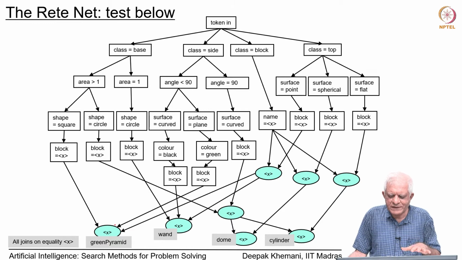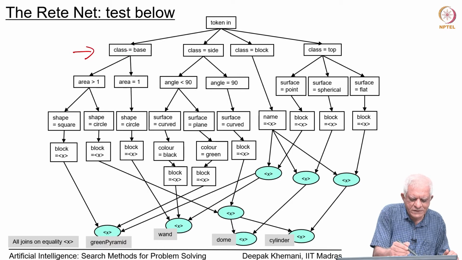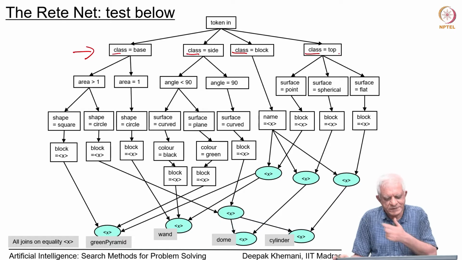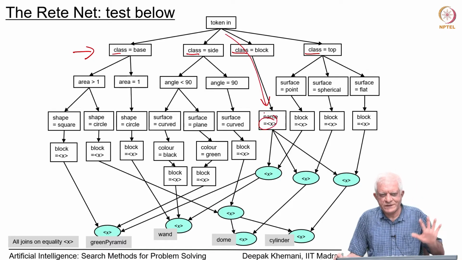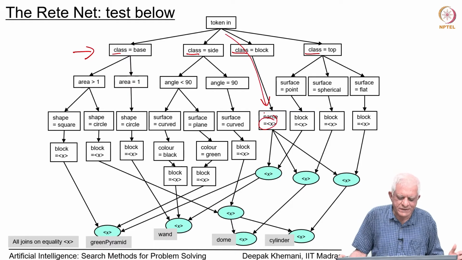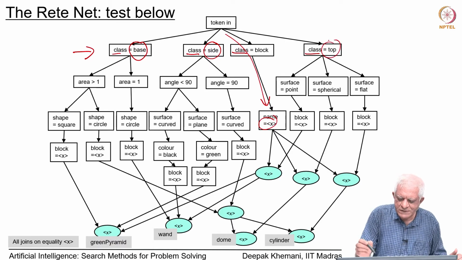So, we put the token and it travels down the network. What is the first test it does? The first level test it does is on the class name. So, the class is either base or side or block or top essentially. You can see that the block part is not doing much except providing a name, that we are talking of this particular block essentially, and the other 3 branches flowing down are talking about 3 different properties of that particular block. One is what does the base look like, the other says what does the side look like, and the other says what does the top look like essentially.